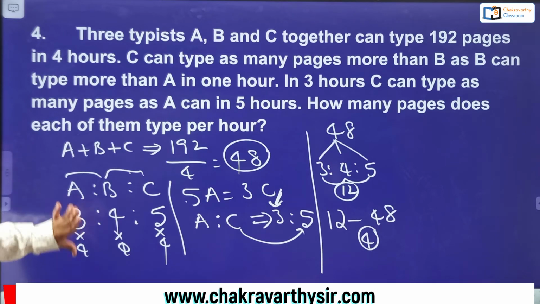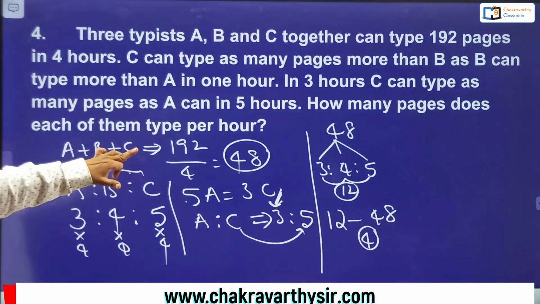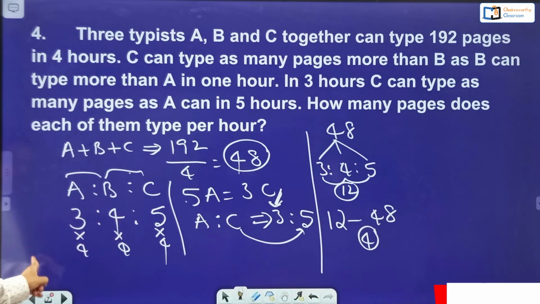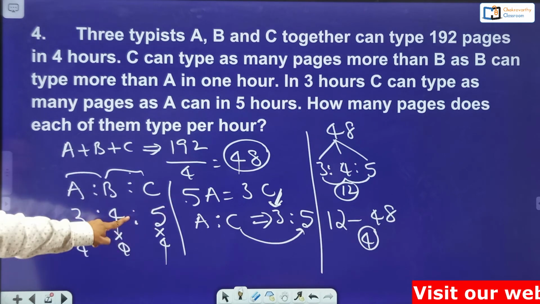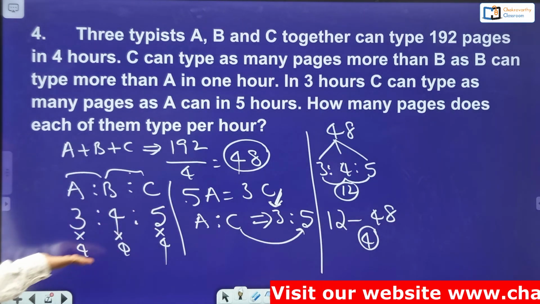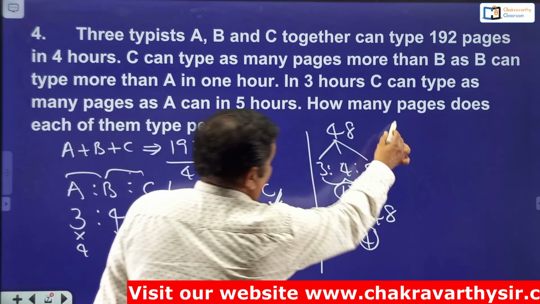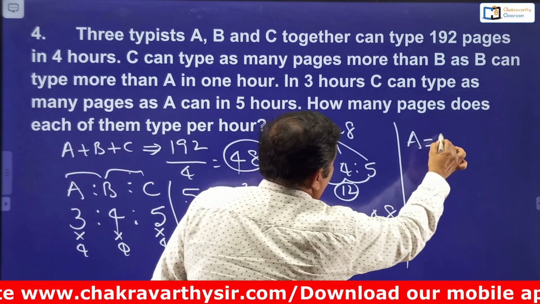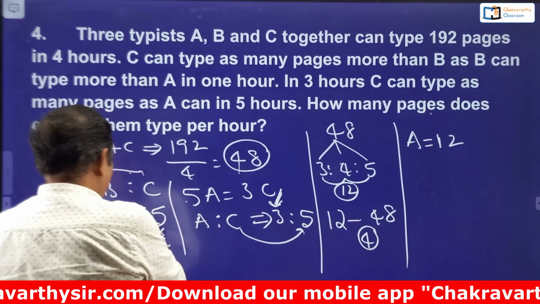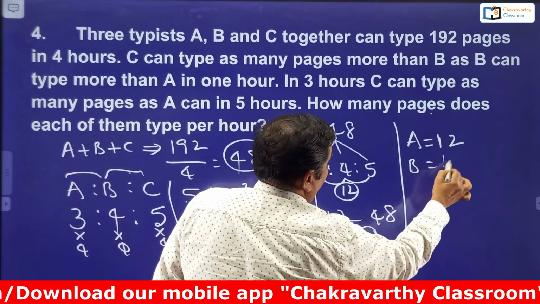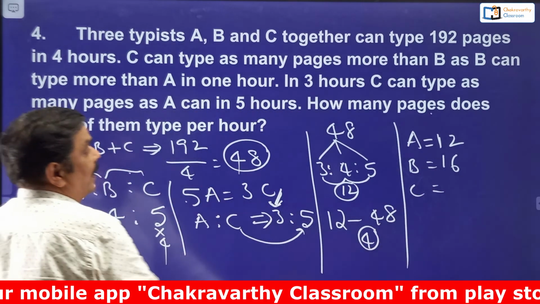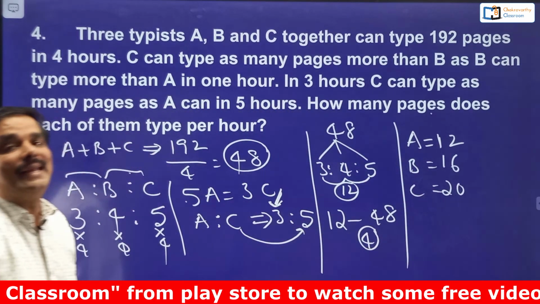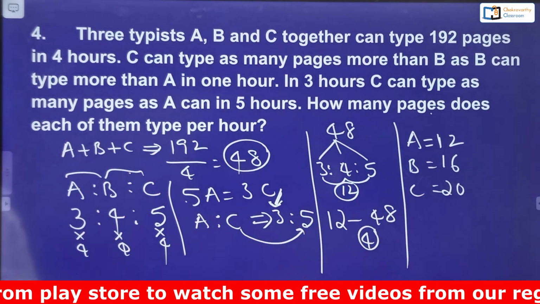New type. Previously, how would we do? First, dividing 48 in the ratio of 3 is to 4 is to 5. Conventional method was 3 divided by 3 plus 4 plus 5, that is 12. Isn't it? Now directly you can do 3 fours are 12. Now simply, A can type how many pages? 3 fours are 12 pages per hour. Then B can type 16 pages per hour. C can type 20 pages per hour. 12 plus 16 is 28, plus 20 is 48. This is the way to go for the questions.